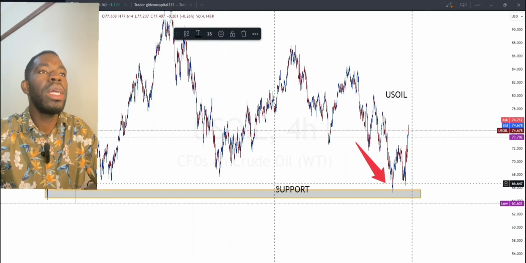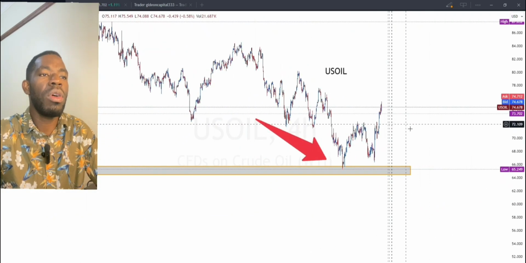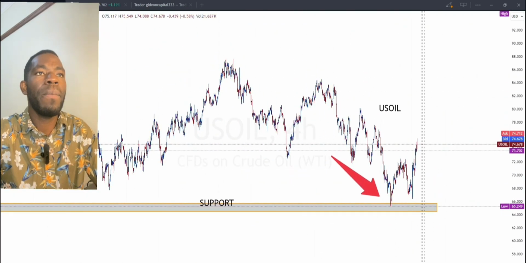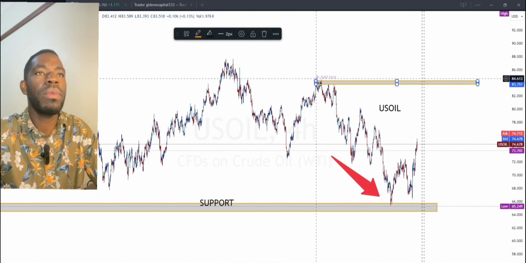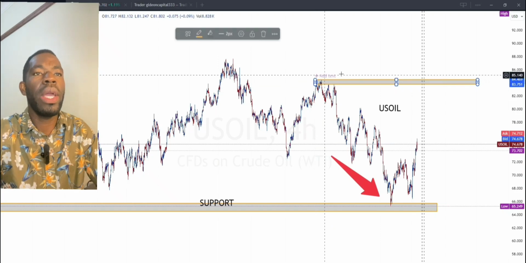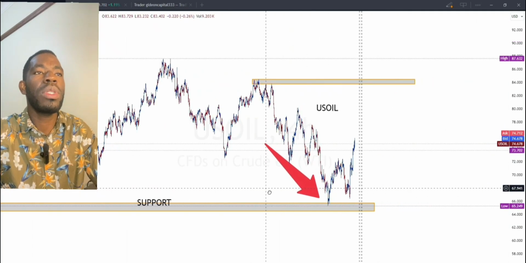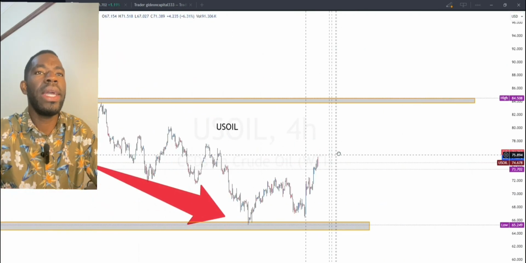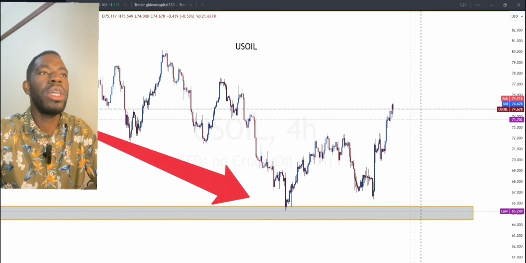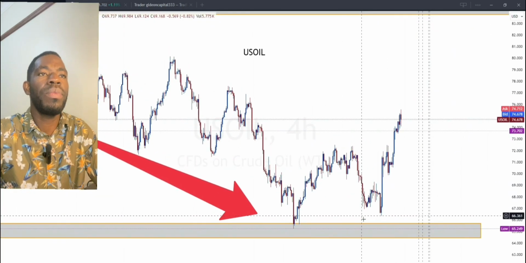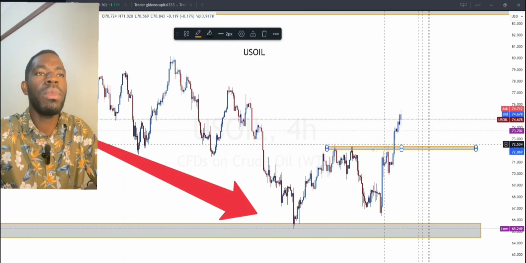Previously, when price got to these highs over here, price started falling all the way down to this support area. And at that support area, we are seeing a change of character to the upside. At this support, we are seeing a change of character. This is what I mean. You see this level here. Just mark that out.